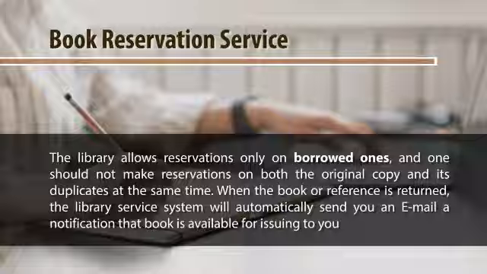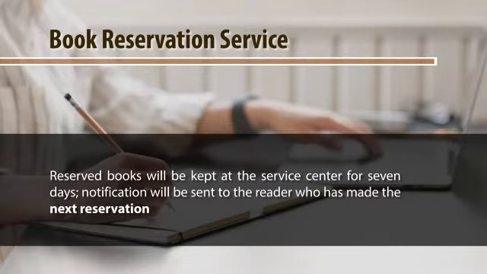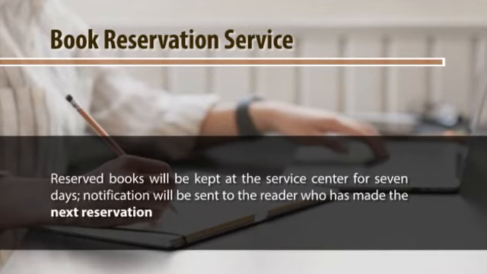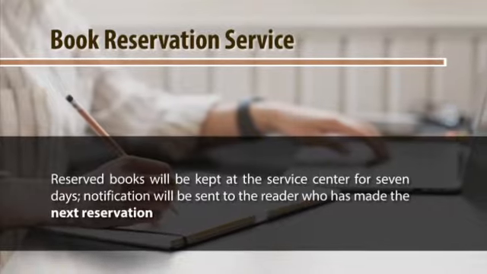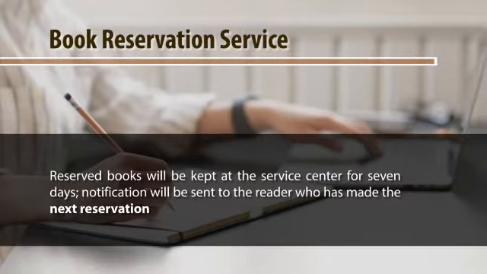Reserved books will be kept at the service center, basically at the circulation section, for 7 days. Generally, that is the period defined by most of the libraries, but it can vary. A notification will be sent to the reader who requires the reservation. If he or she doesn't turn up for the reserved book, the next person who has reserved that particular item will be given the material. So this is how reservations are done in the libraries.